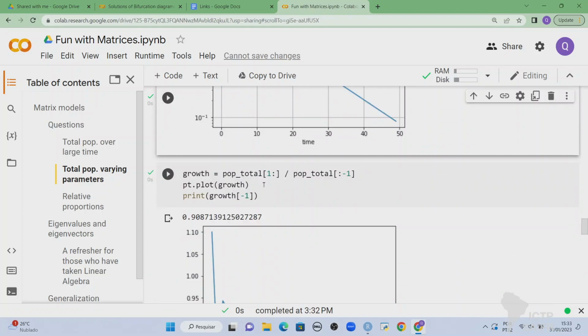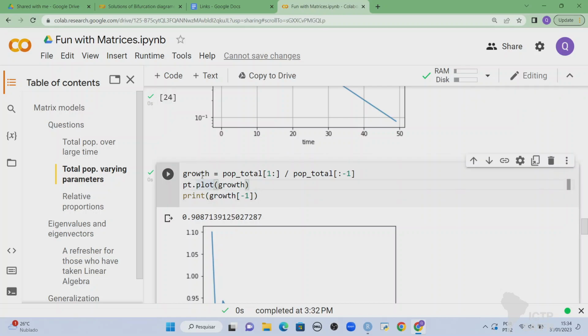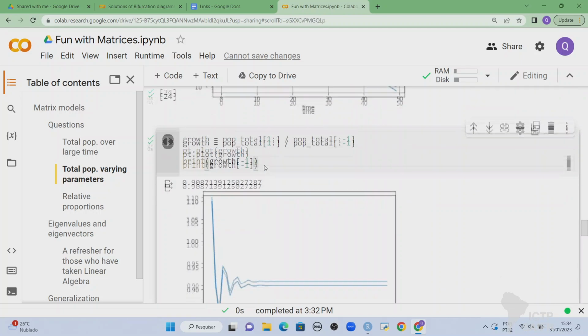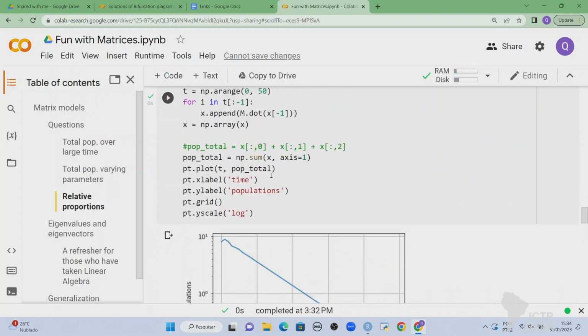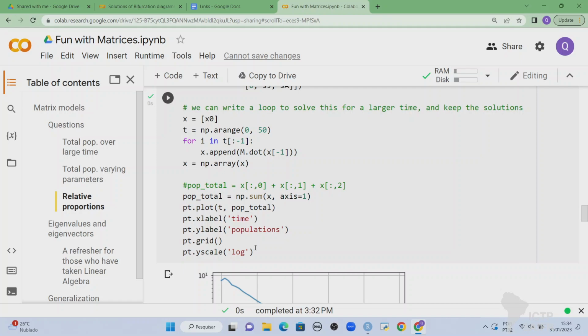Okay? Questions? Is that clear, or did you get to this part already, or more or less? Okay. I think the harder part was to calculate the growth rates. That was a bit more tricky. But now let's look at the relative proportions, right? So let me copy all of this again.